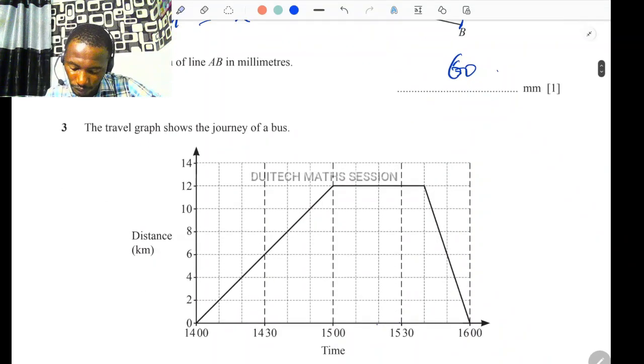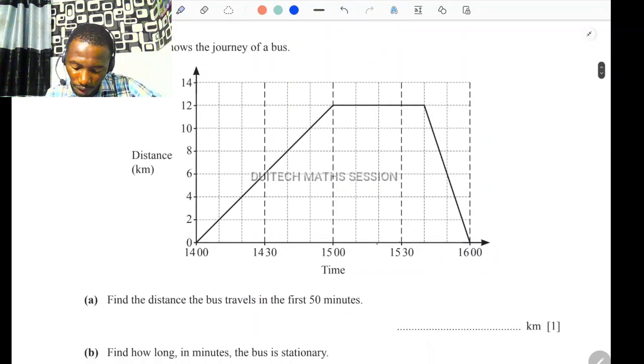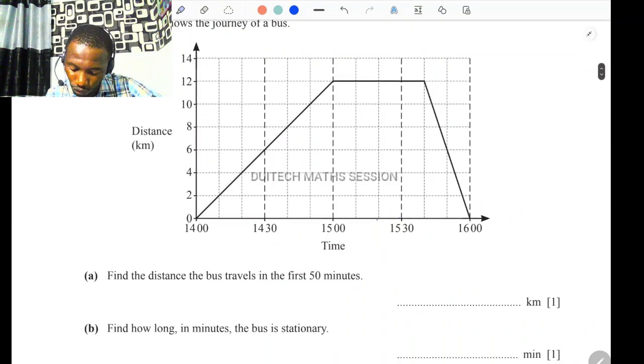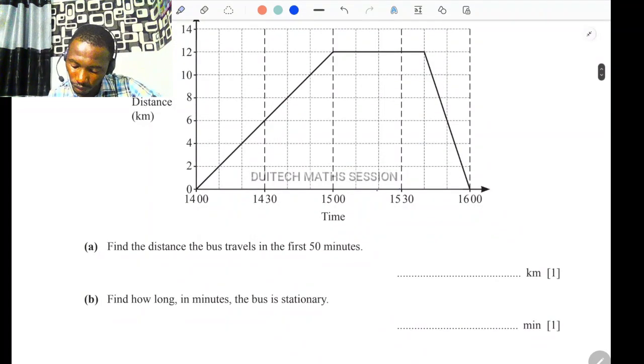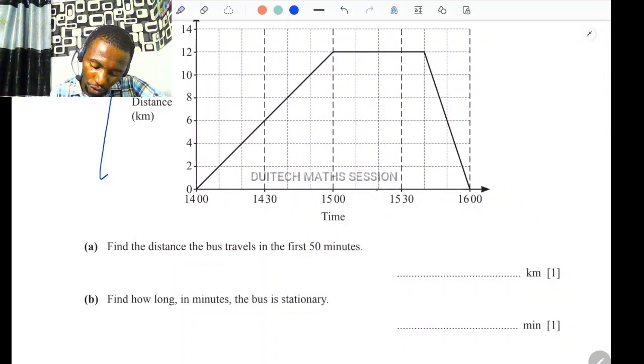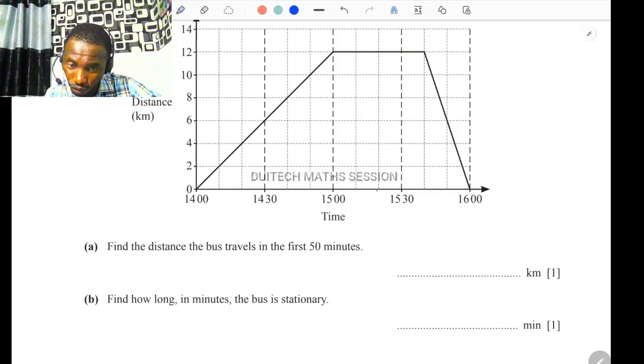Number 3 says the travel graph shows the journey of a bus, and this is the distance and this is the time. So we have the distance here, we have the time here, right? You're taking note of those because they are very important to consider. The next thing we're going to do is find the distance the bus traveled in the first 50 minutes.